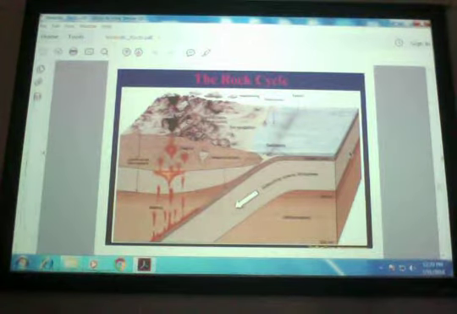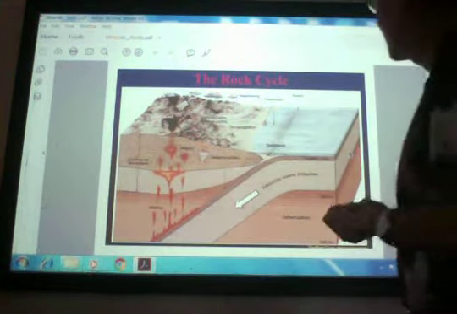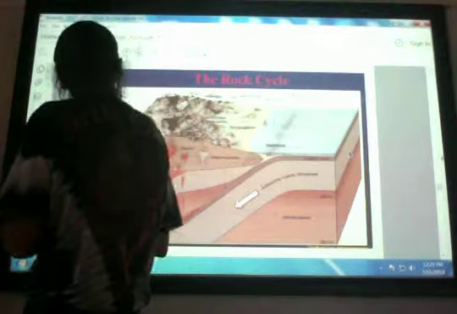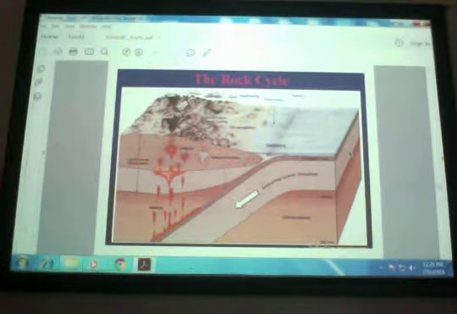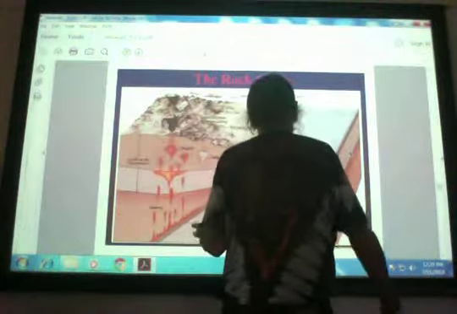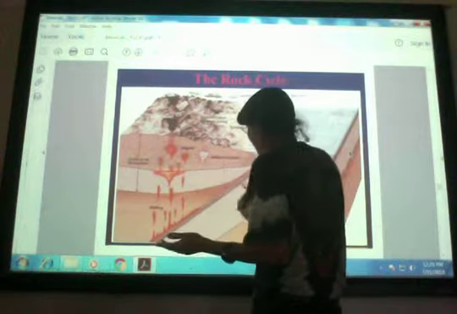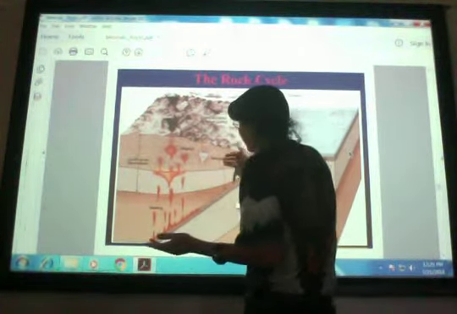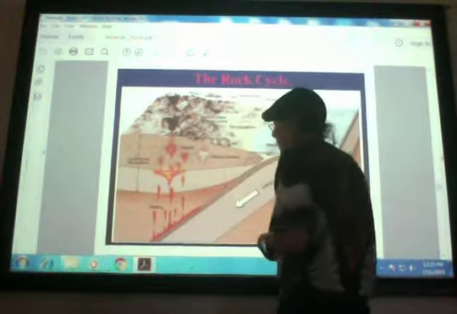And now we are coming to this slide. This slide is actually explaining a lot. That is the rock cycle. That is something like we had at the beginning of this class. Yes, you have here the subduction of an oceanic lithosphere beneath the continent. Here we have a continental lithosphere.